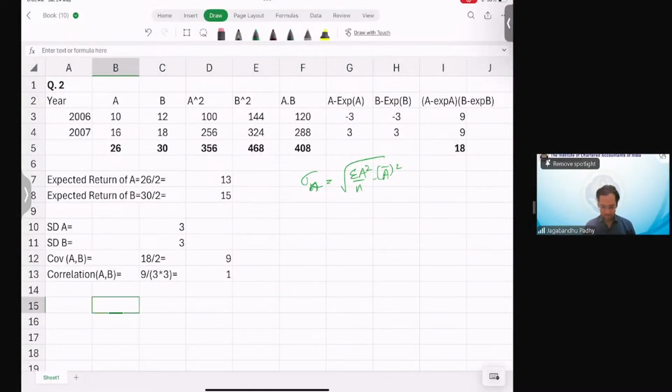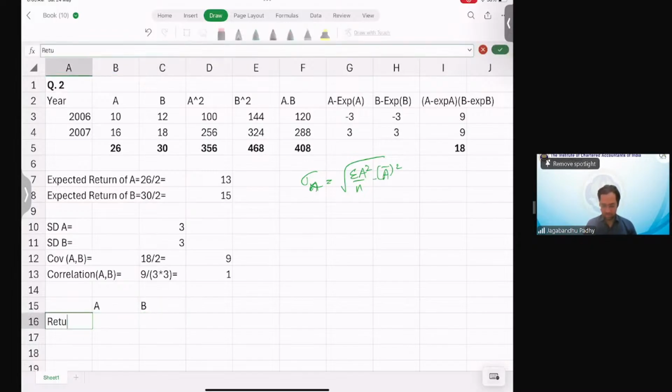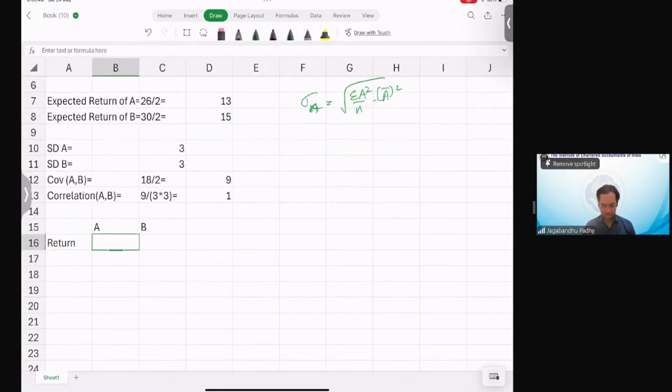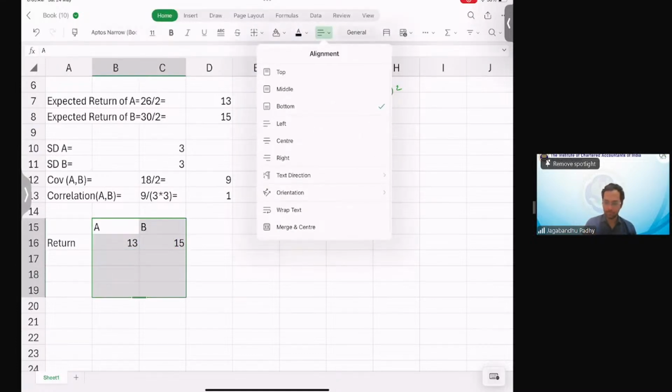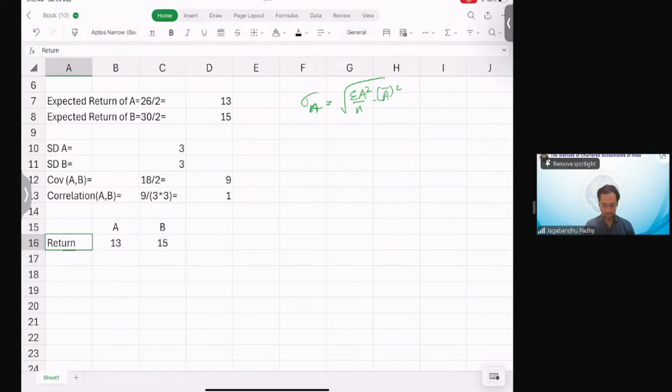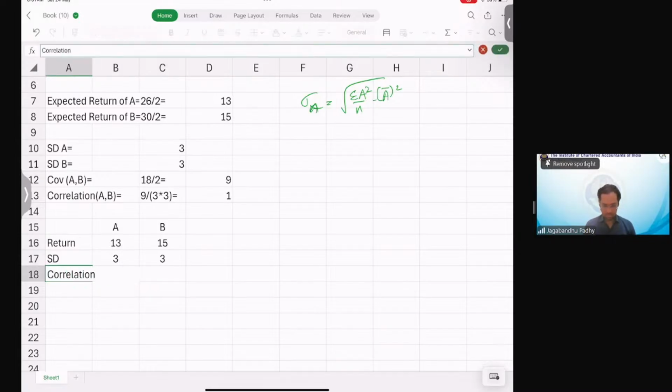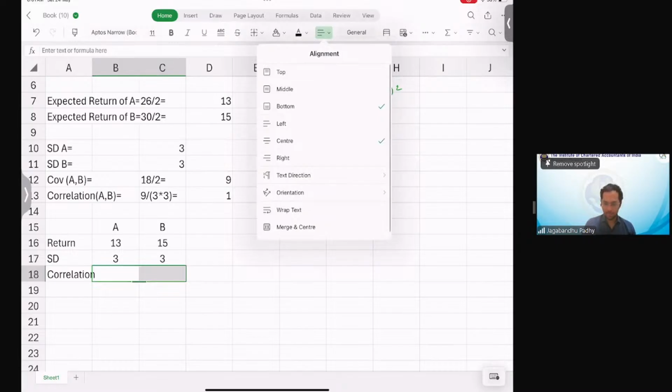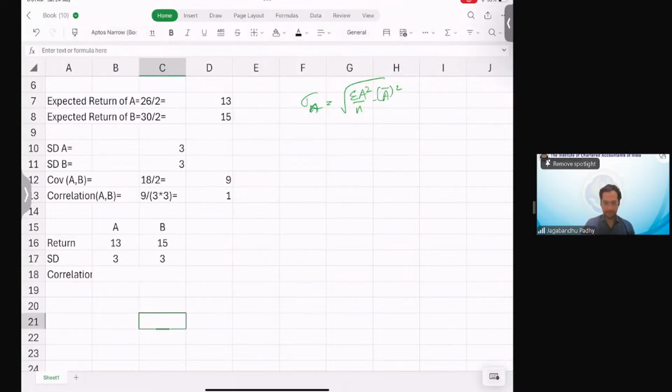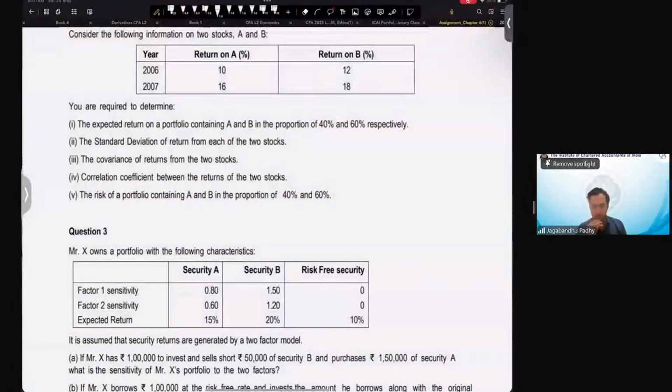we have the return numbers for both A and B securities. Returns are 13 and 15. Then standard deviation is 3, and correlation is 1. The weightages are also given. Weights are 0.4 and 0.6, right? 0.4 and 0.6.